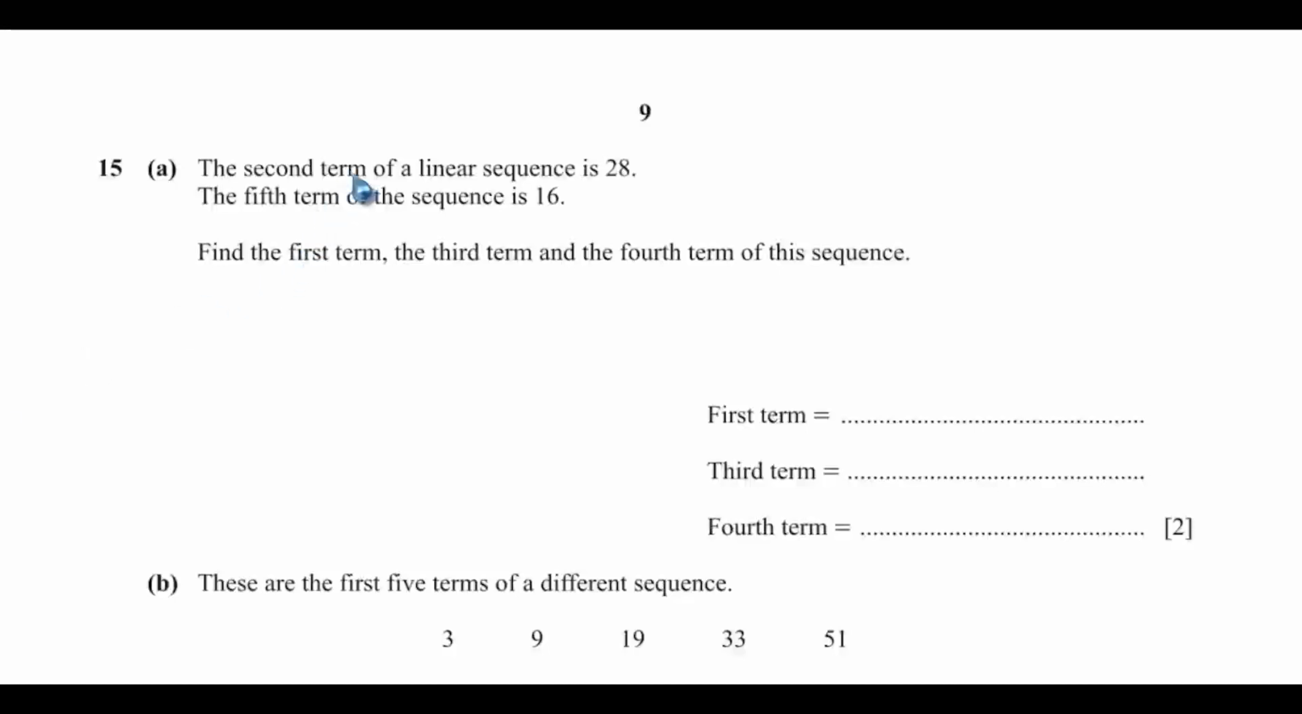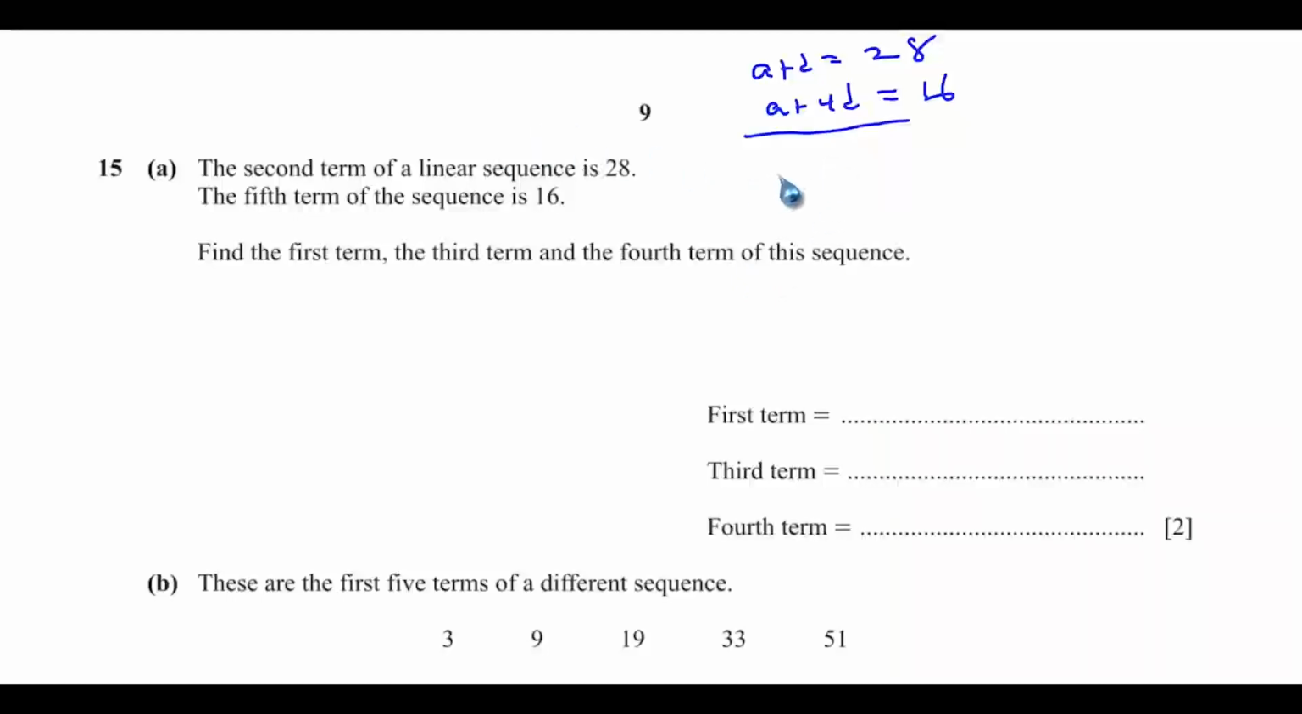Question 15. The second term of a linear sequence is 28. So that is A plus D equals 28. The fifth term of the sequence is 16. That is A plus 4D equals 16. Find the first term, the third, and the fourth term of this sequence.